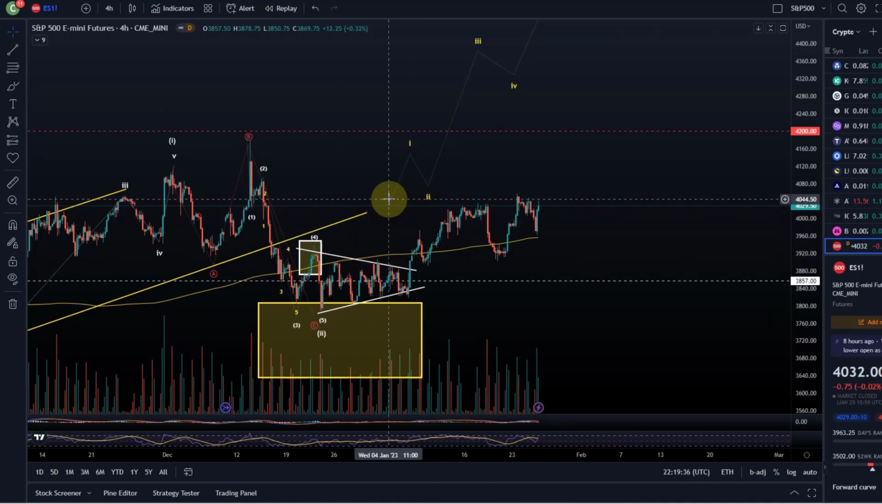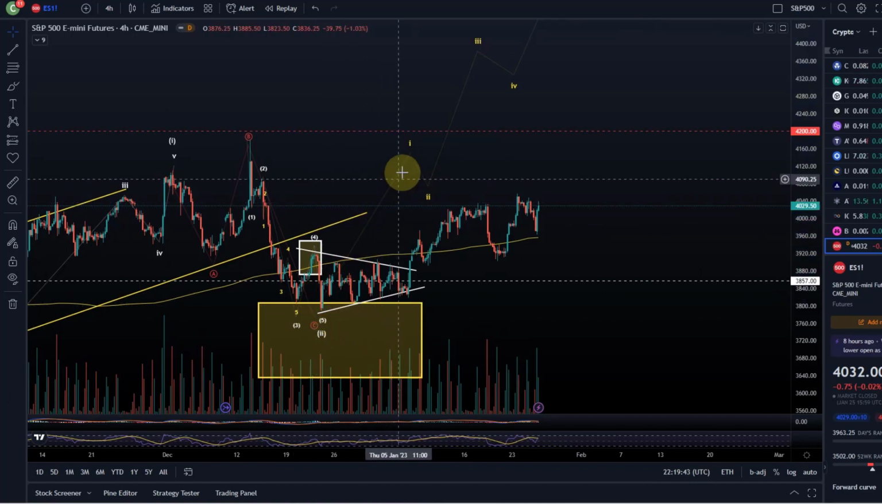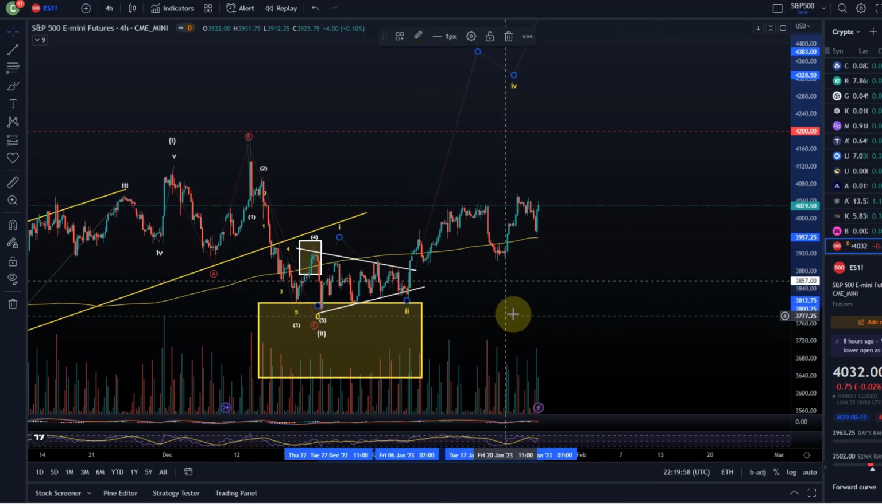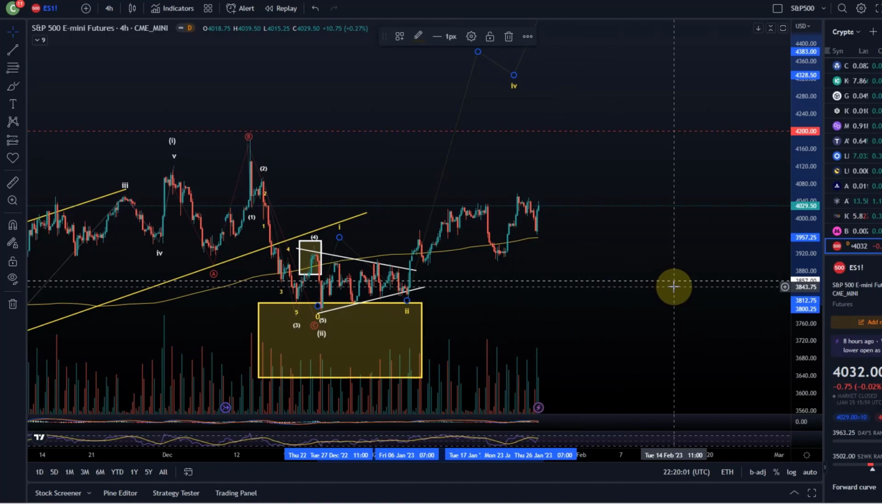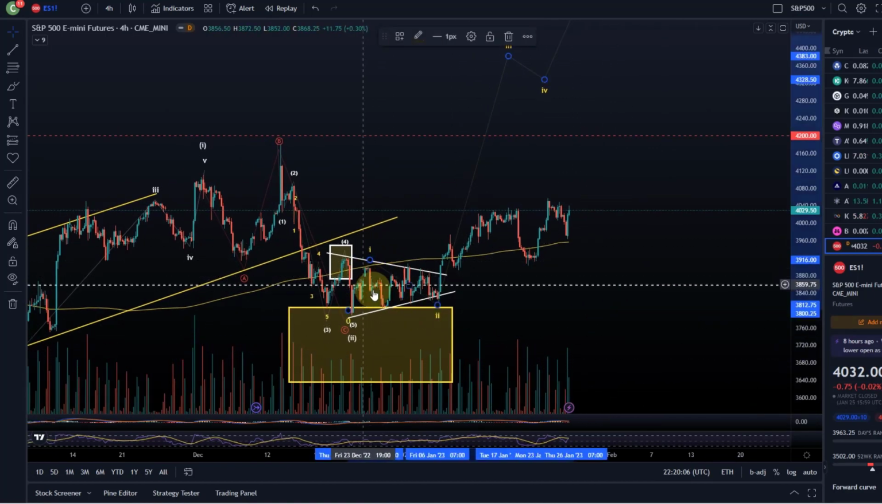I would have to count this as another 1-2 setup, to be honest. A very messy structure. But I would count the move up here that peaked at 3,900 as wave 1. And then here, the wave 2 low, I would have to put it here at the end. It's not great though. I thought about different ways of counting it, but probably the best one is just to see it as quite a complex WXY pattern.